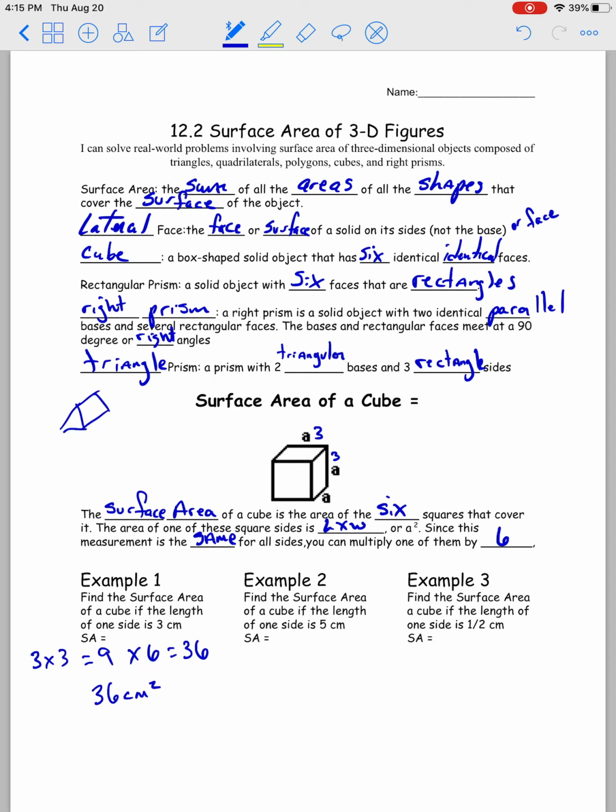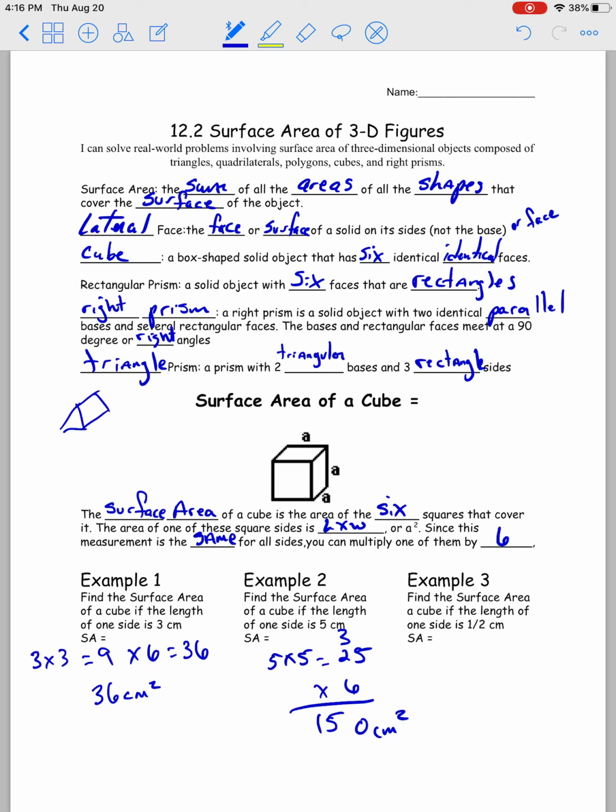Okay? Now let's find another surface area. Let's say it's 5 centimeters. I'll give you a second maybe and see if you can figure that one out on your own. Okay. So, if you're still working, keep working. But remember, the sides are the same, and they're all 5, so it's 5 times 5, and that gives you 25. Now you're going to multiply that by 6 because of the 6 sides. And what do you get? You get 150 centimeters squared.